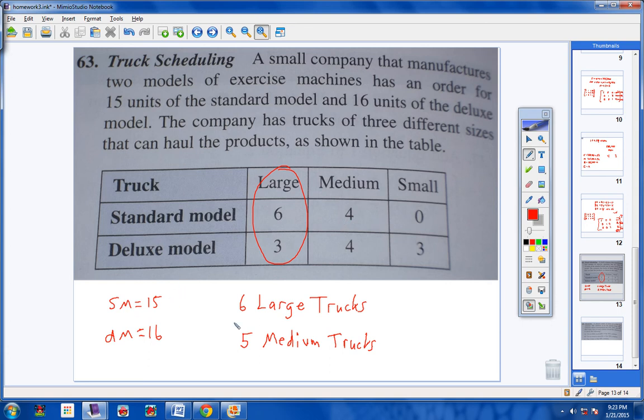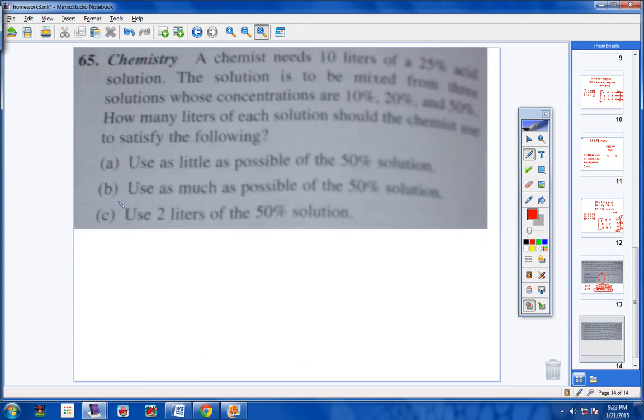I only need 15. And actually, we could do 4 mediums, because 4 times 4 is 16, and 4 times 4 is 16. So one scenario takes 6 large trucks. Another scenario is take 4 medium trucks, okay? And you could also mix and match, but that's good enough. They asked for 2 scenarios. Okay, last problem, we're finally done.